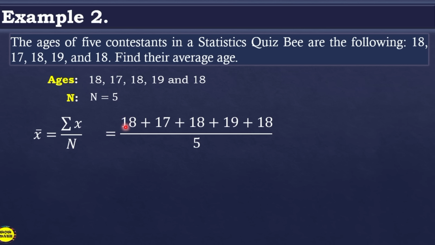Add lang natin. Get the sum of all ages. So, 18 plus 17 plus 18 plus 19 plus 18, the answer is 90. Divide by 5. So, 90 divided by 5, the answer is 18. So, ibig sabihin, the average age of the 5 contestants in the statistics quiz bee is 18.